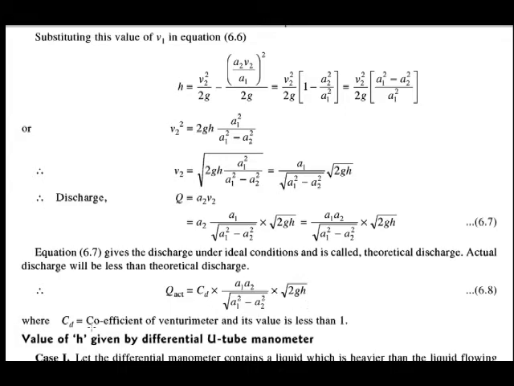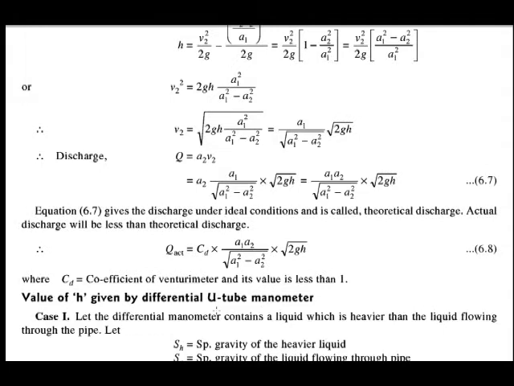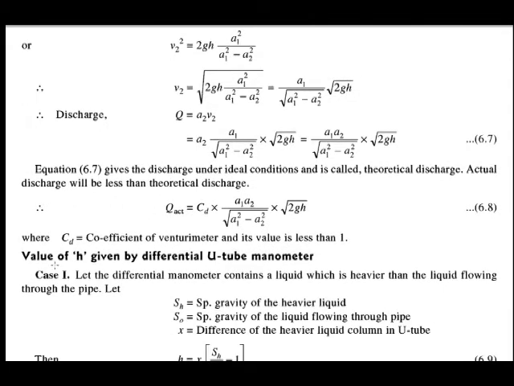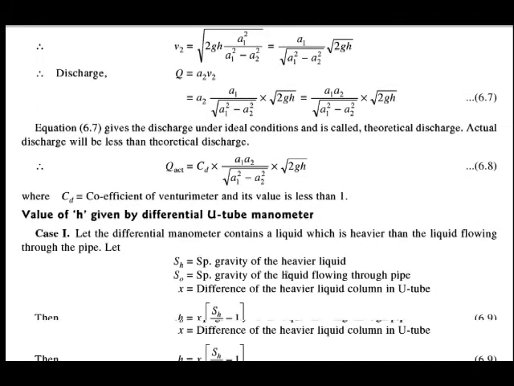Then Cd means what? The coefficient of venturimeter, and its value is always less than 1. Then this value of h means what? The value of h is given by the differential U-tube manometer. The value of h is nothing but the difference in the pressure head, and this can be given by the differential U-tube manometer.